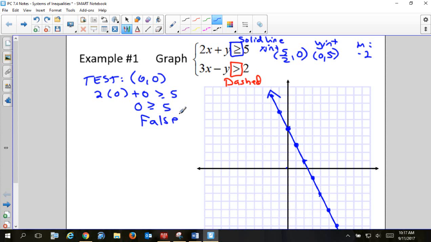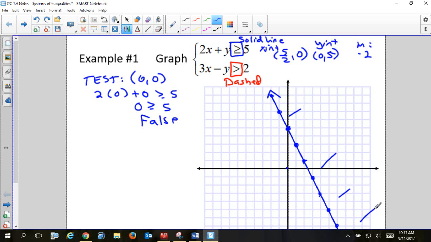Okay. So since it's the blue one and I tested it, it is not 0, 0, so I have to shade the other side of the line, but I'm not going to shade it super dark right now. I'm just going to kind of tell myself where it's going to be shaded in the future because I still have the other one to graph first before I shade in my final solution.